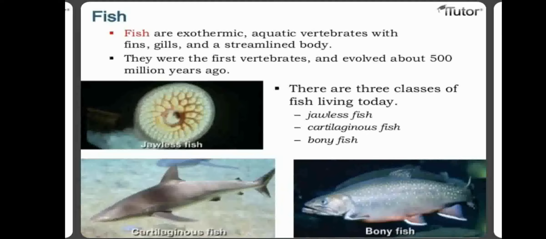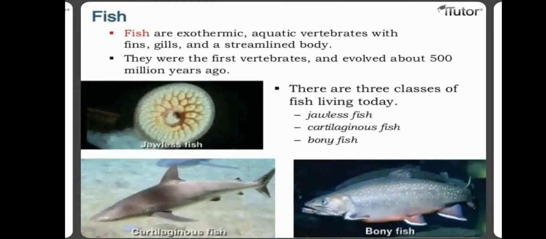Okay, so students, vertebrates are divided into 5 classes. First one is fish. Fish means class Pisces. Fish are included in class Pisces. Fish may have a bony skeleton as in trout, or a cartilaginous skeleton as in sharks. They were the first vertebrates and evolved about 500 million years ago. There are 3 classes of fish living today: jawless fish, cartilaginous fish and bony fish.